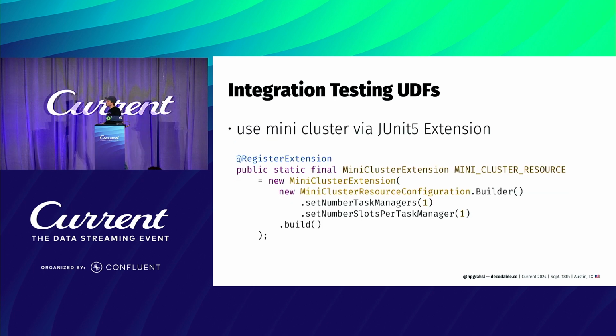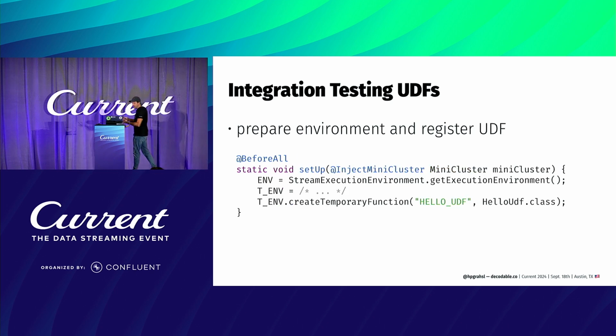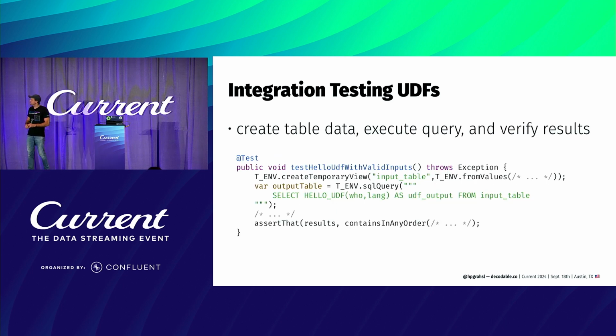Integration testing is also not difficult, in the sense that you can use it conveniently using JUnit 5's extension mechanism. You can use the so-called Flink mini cluster as part of your test. And this allows you to basically bootstrap Flink as part of your tests. And after that, you just prepare the execution environment for Flink, register the UDFs under test, and then you come up with the actual test code that prepares typically some sample data, calls the UDF, and then verifies the results.